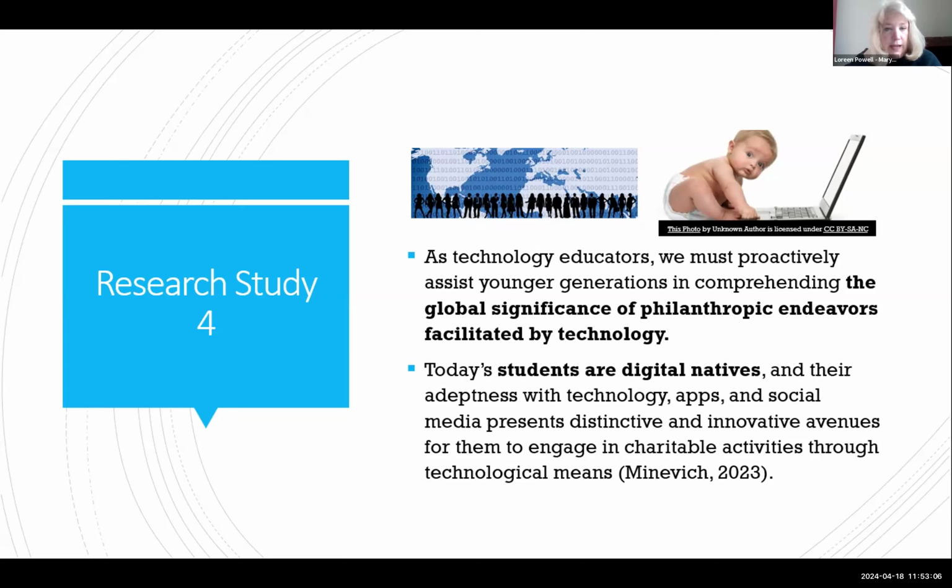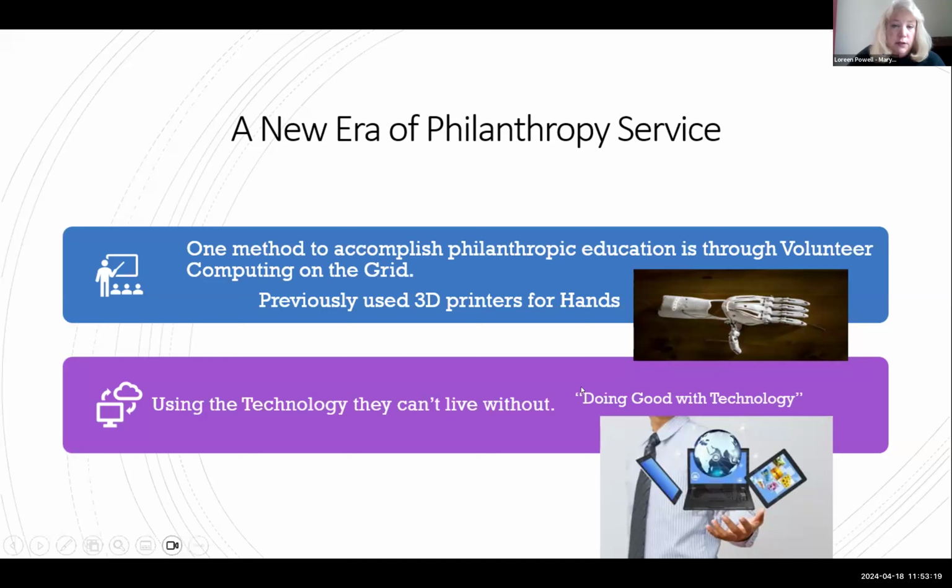So what we want to do is find very innovative avenues to engage them in charitable activities through technology means. And so that's where we're coming in, hopefully from a global perspective. In the past, some of the things that we have done, not here at Marywood, but at my previous university, is we would use 3D printers to create prosthetic hands for third world countries. We had a lot of faculty who traveled to Rwanda and South Africa, bringing prosthetics for people there who didn't necessarily have the ability to get them. So that was a project that we did.